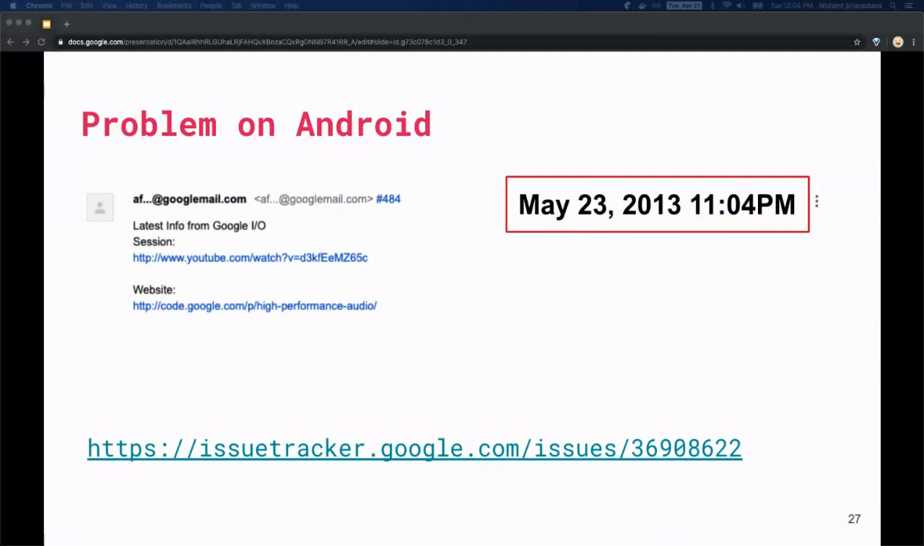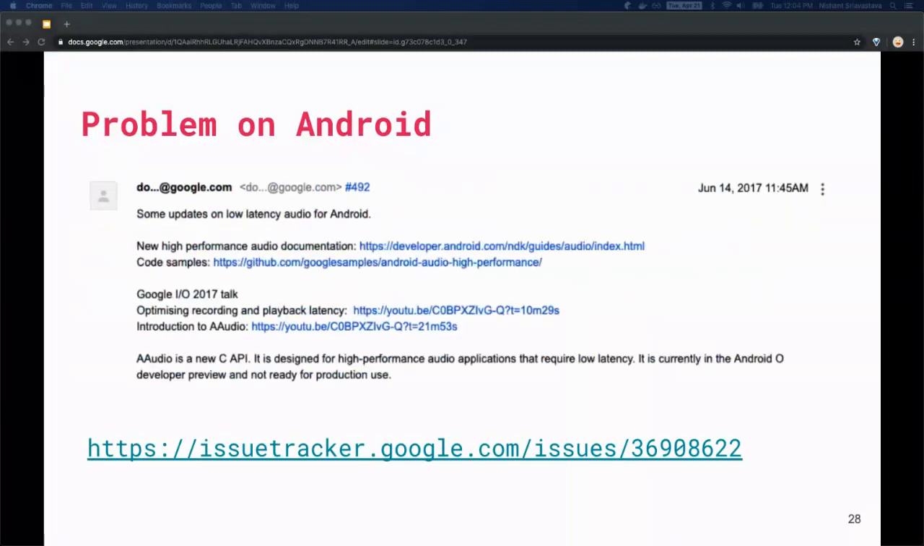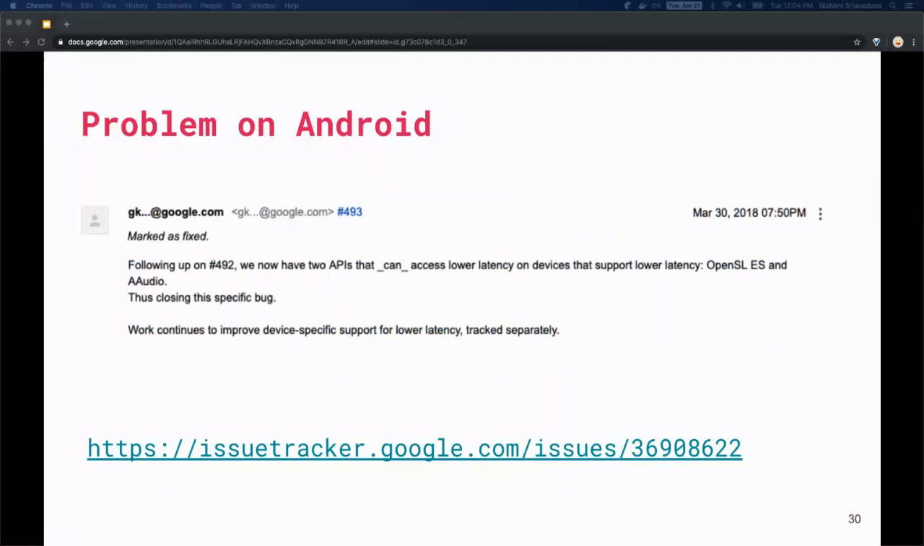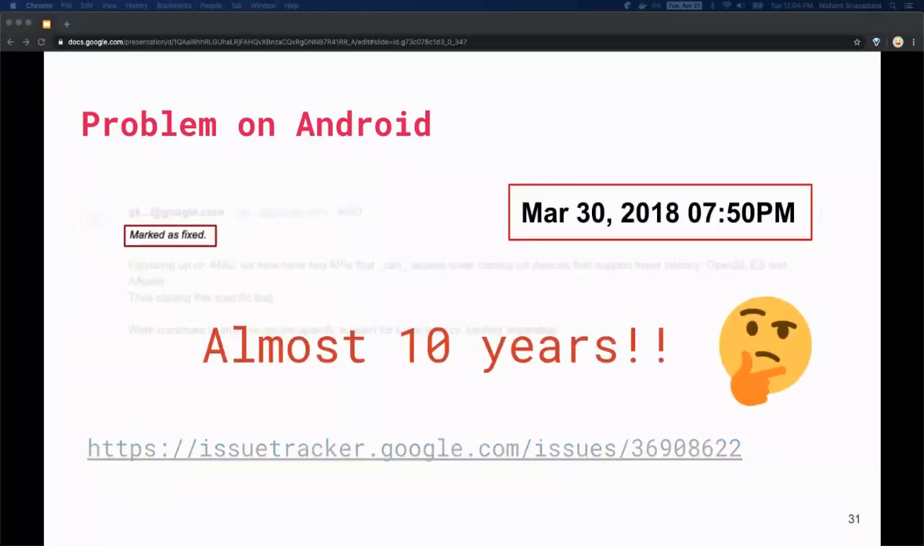Keep in mind, no one was building high performance audio apps during this time for Android because it was not possible to do that. In 2017 is when we start talking about AAudio, a new C API which simplifies the whole process and allows you to do low latency audio. This is June 14, 2017, almost 9 years later. In 2018, this whole issue was marked as fixed because it was made clear that there's OpenSL ES and there's the AAudio API, and we should be using those. Let's close this down, and in the future, device specific support will be provided. This is 2018, almost 10 years.